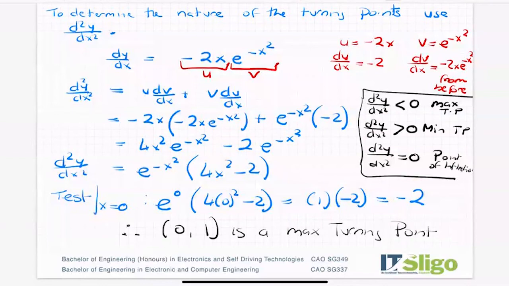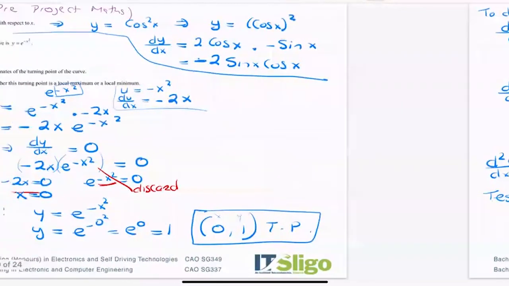So I remember it as it's kind of the opposite of what I would expect. This is a minus number, so it's a max. When it's a plus number, it's a min. So I kind of remember that as it's the opposite of what I would naturally expect.